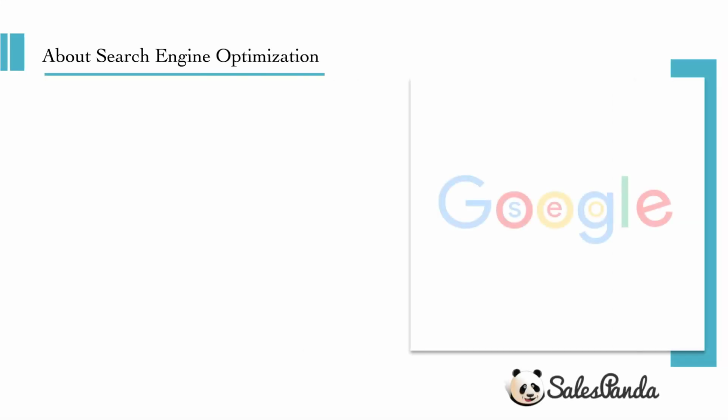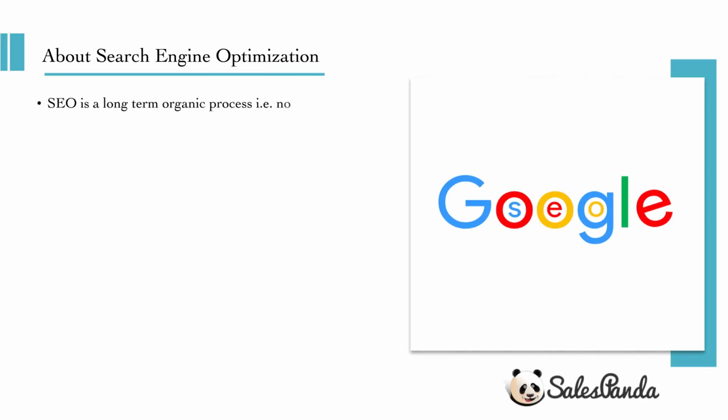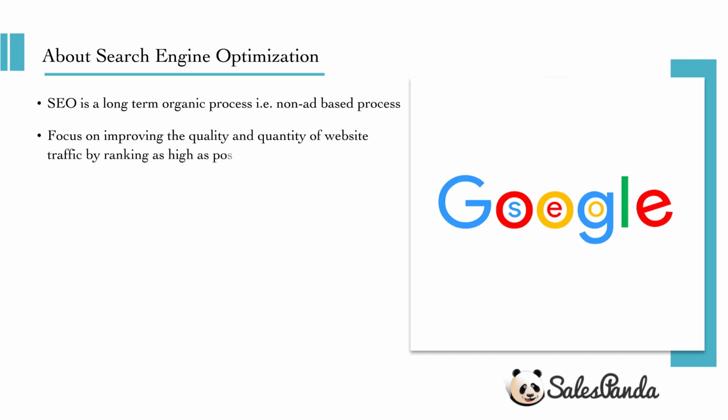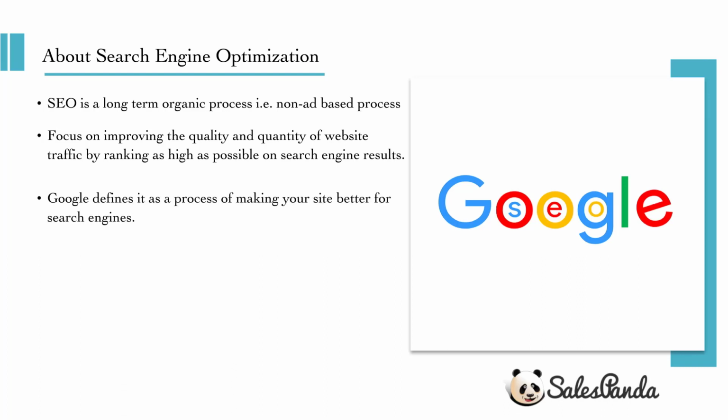Let us first understand how to achieve this organically. That is, without placing any ads. It can be achieved through search engine optimization or SEO. SEO is a process of improving the quality and quantity of website traffic by ranking as high as possible on search engine results. Google defines it as a process of making your site better for search engines. There are two aspects of SEO.